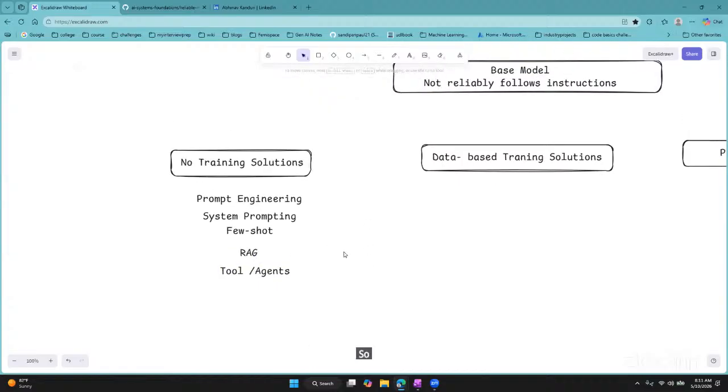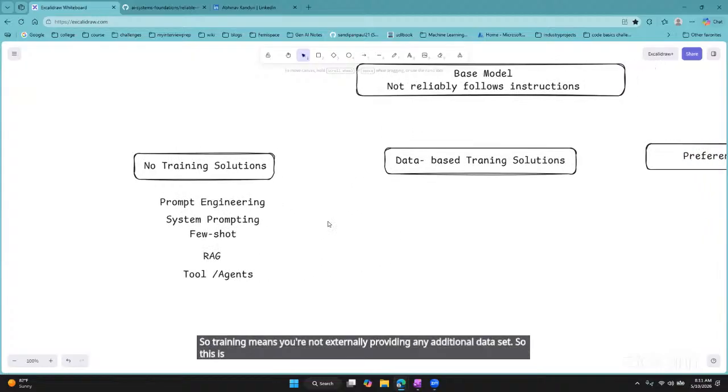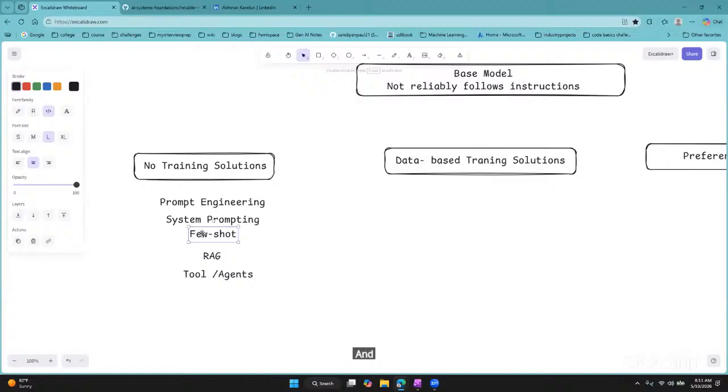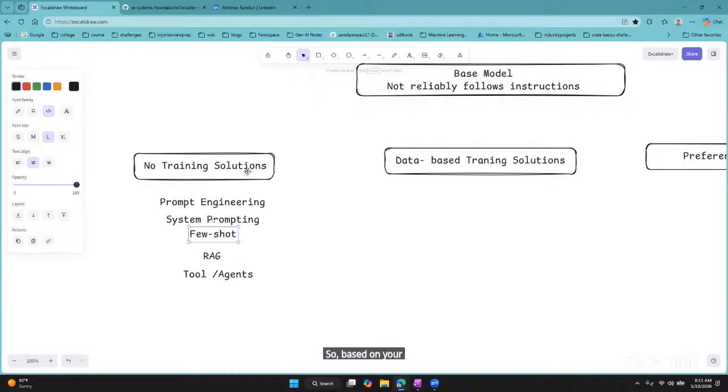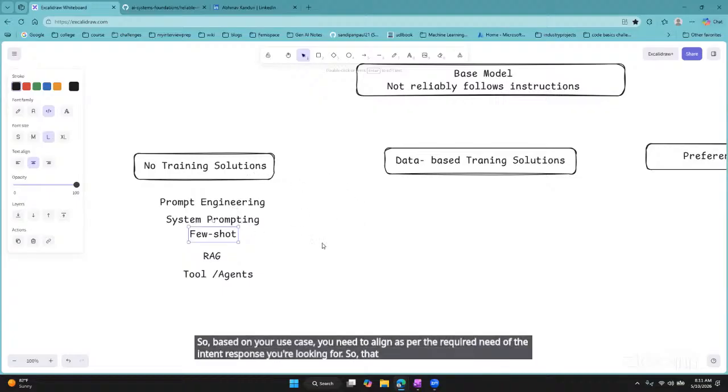Training means you are not externally providing any additional data set, so this solves with no additional information. And this could be few shot, but not every time is few shot required. For a few sets of examples which you already know, few shot will help, but not every time. So based on your use case, you need to align as per the required intent of the response you're looking for. That's how you need to solve the problem.